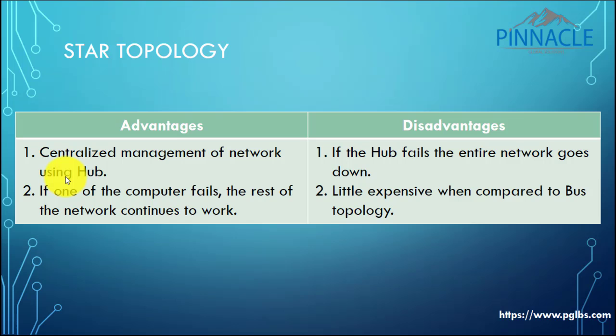Now as I told you, if one of the computer fails, the rest of the network continues to work. Now this is because every computer will have a dedicated connection to the hub. So if one connection fails, it doesn't hamper the operations of the other computer systems. And what are the disadvantages? Now one basic disadvantage is if the hub fails, the entire network goes down.